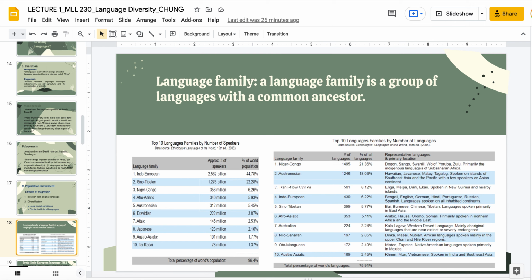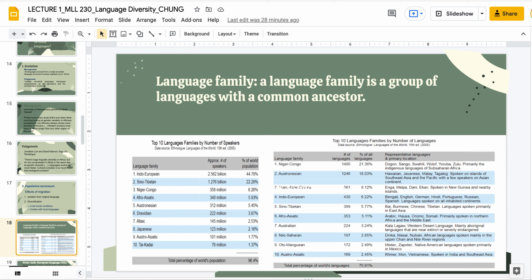So a language family, when linguists piece together languages that are related, they call it a language family. This is a group of languages with a common ancestor. The most popular, of course, is Indo-European, right? This includes English and a lot of European languages. So of course, there's going to be a lot of speakers because we just discussed how a lot of people in the world speak English nowadays. But it also includes Sino-Tibetan, Niger-Congo, Afro-Asiatic, and a number of other languages.